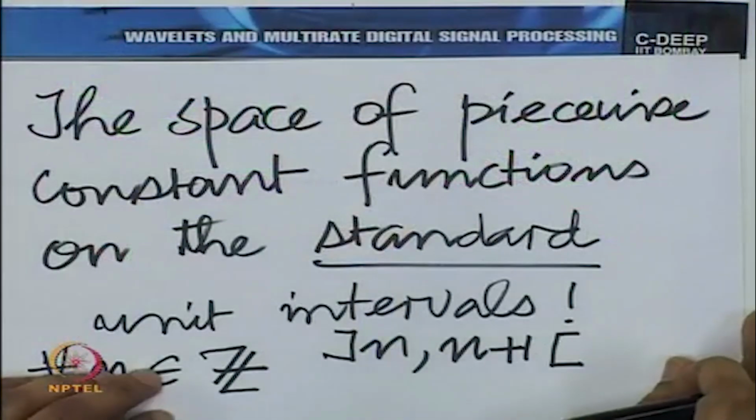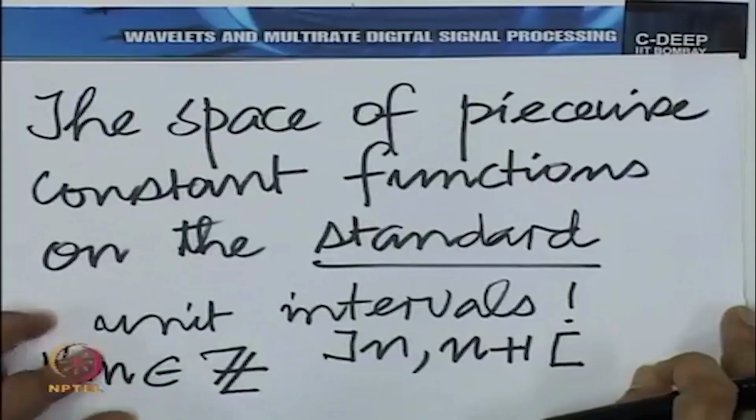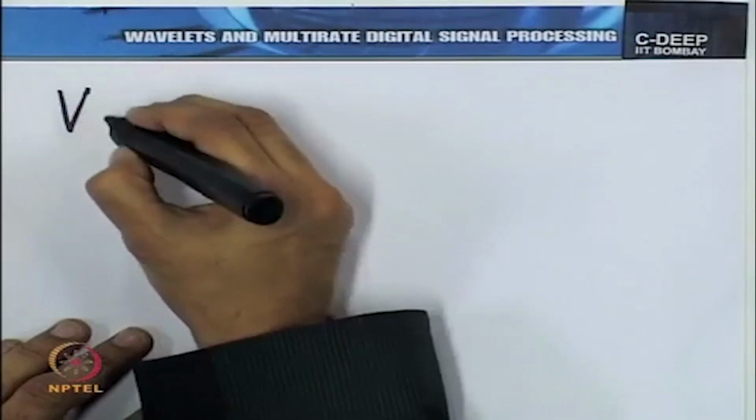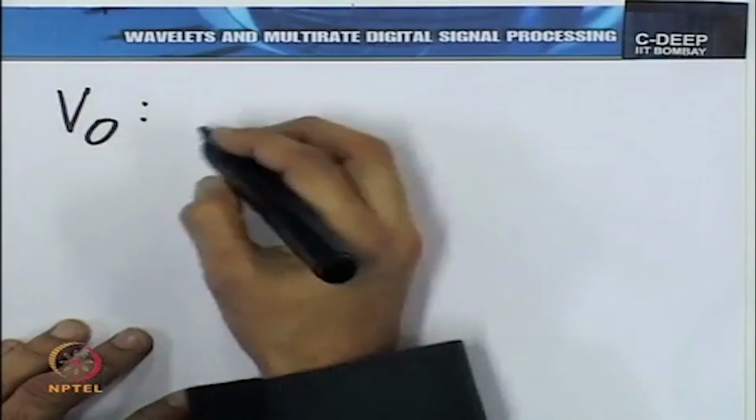So, therefore, this set of functions that we talked about a minute ago is indeed a linear space. That is why I have called it a space here, and we will give that space a name. So, we will call that space V 0. So, V 0 is the set.